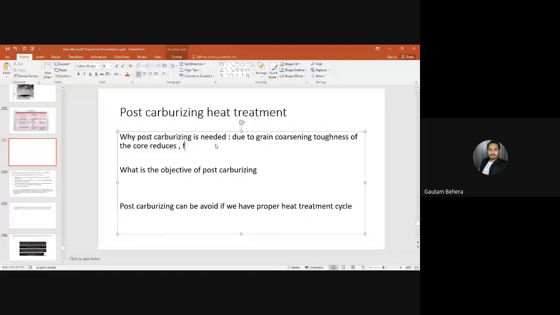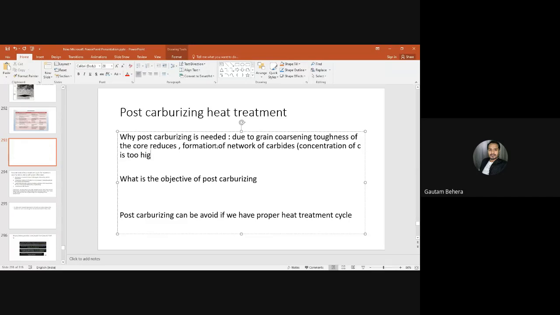This is not always true, but sometimes when the carbon content is very high, formation of network of carbides. That may be another reason. Condition: concentration of carbon is too high. Right.